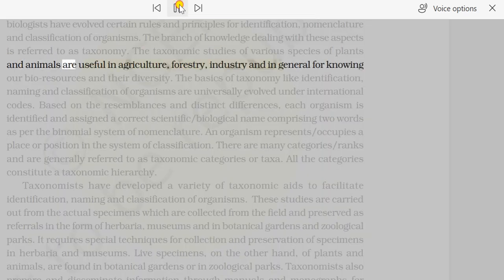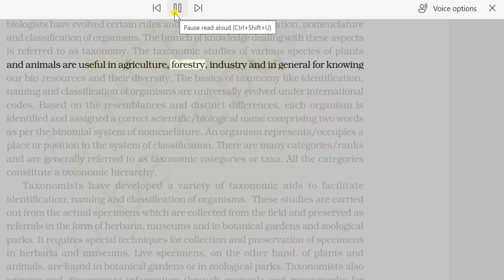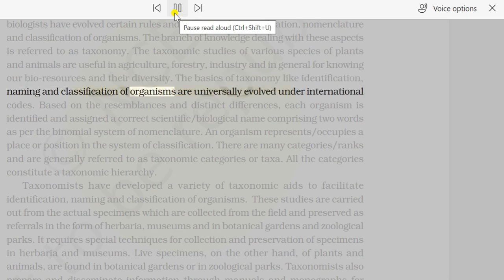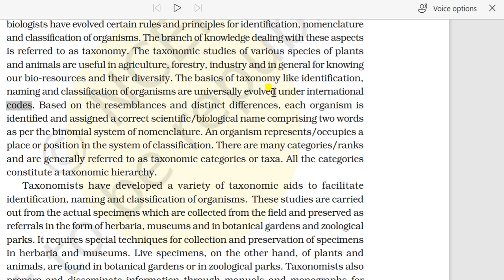The taxonomic studies of various species of plants and animals are used in a lot of fields, right? Obviously, biology affects us all because we are all living organisms. So, study of biology will affect us all. It is useful in agriculture, forestry, industry, and in general for knowing our bioresources and their diversity. The basics of taxonomy, like identification, naming, and classification of organisms, are universally evolved under international codes.